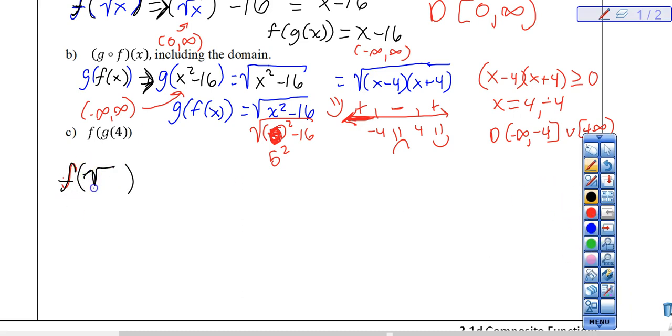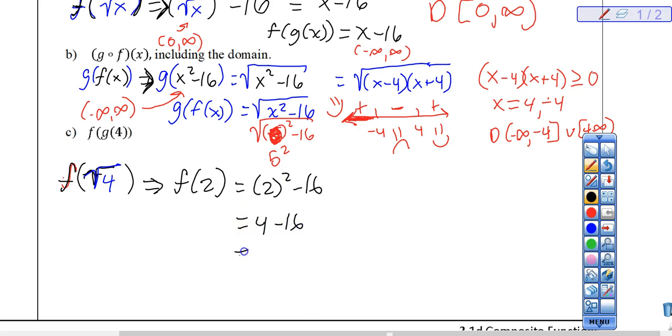All right, so if I'm going through this, can I simplify that? What's the square root of 4? It's 2. So that means f of 2, and I can just go ahead and put a 2 in for x and simplify. So that's 4 minus 16, which is -12.